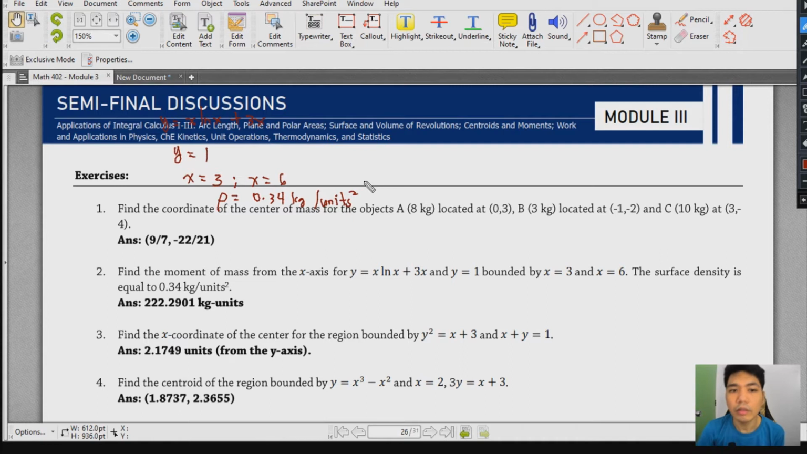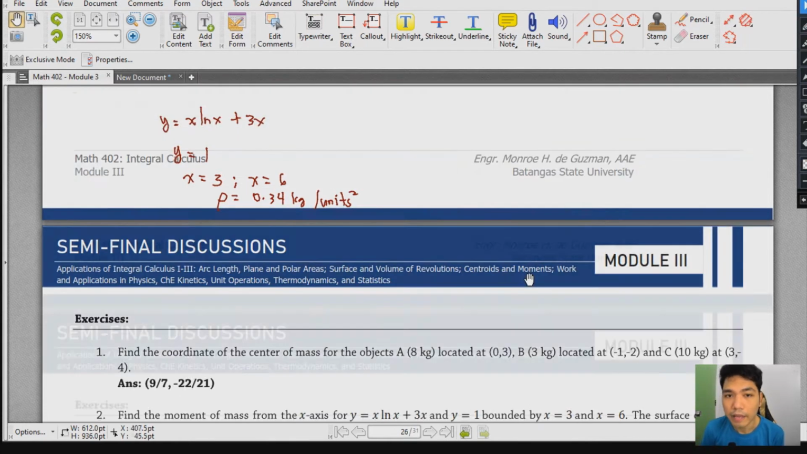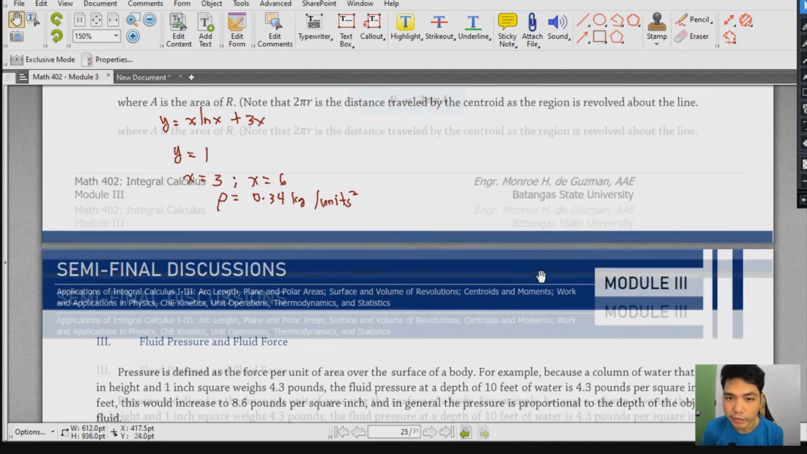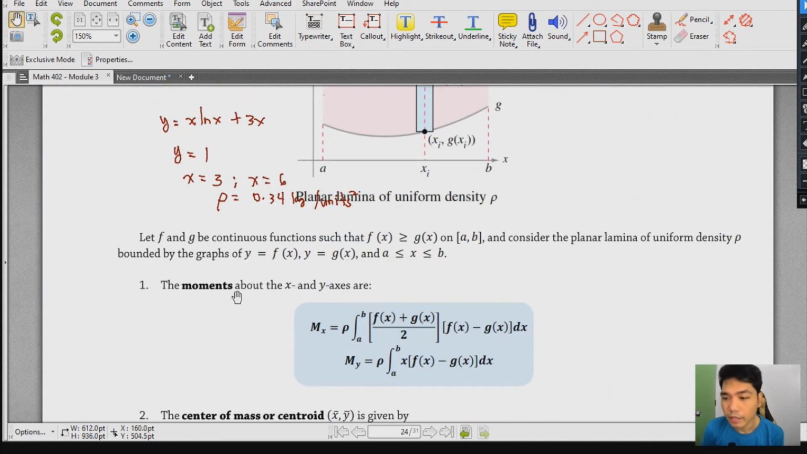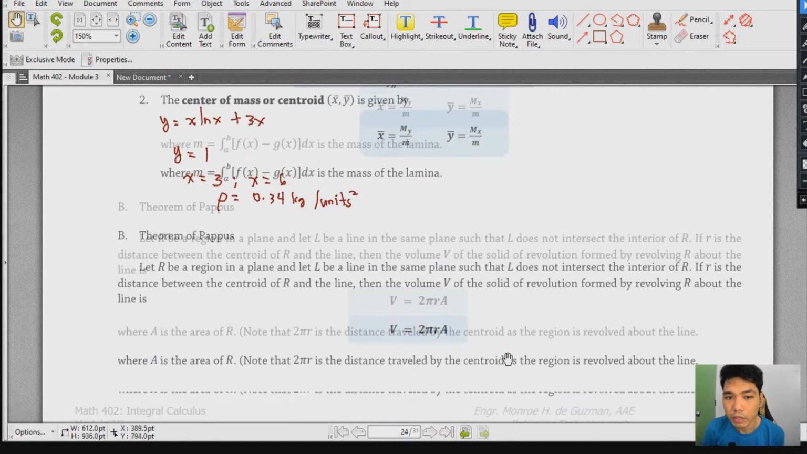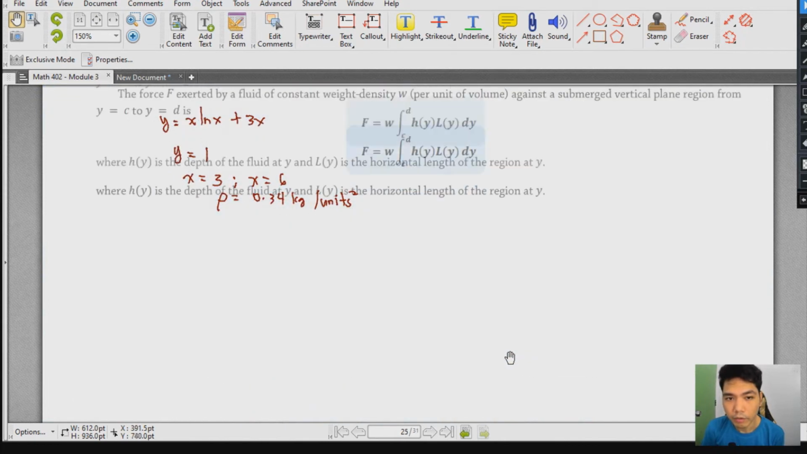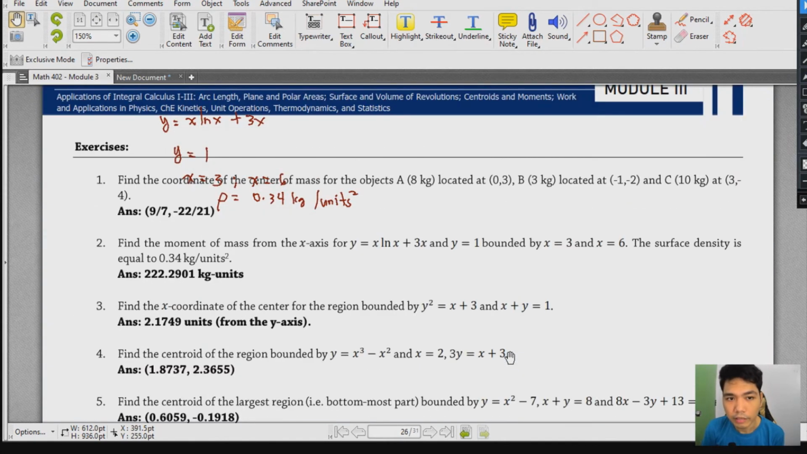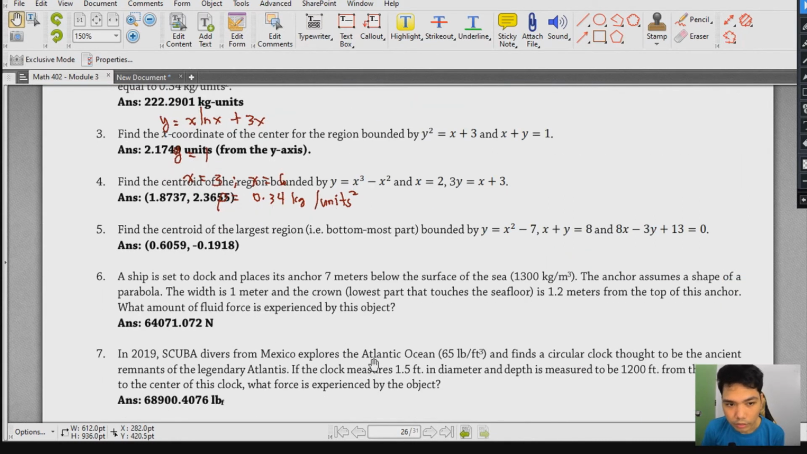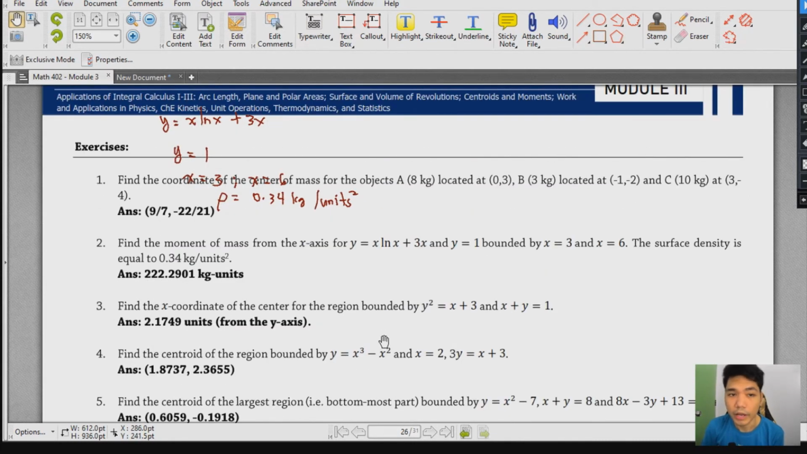So the moment of mass from a certain axis is important. If you look back here, it says the moments about the x and y axis are, so technically we'll only be using the x and y axes as our reference. But let's see if we have an example we could utilize so that we're not always taking moments about the x-axis. But I think here it's only the x-axis, or y-axis. So anyway, let's have it here.